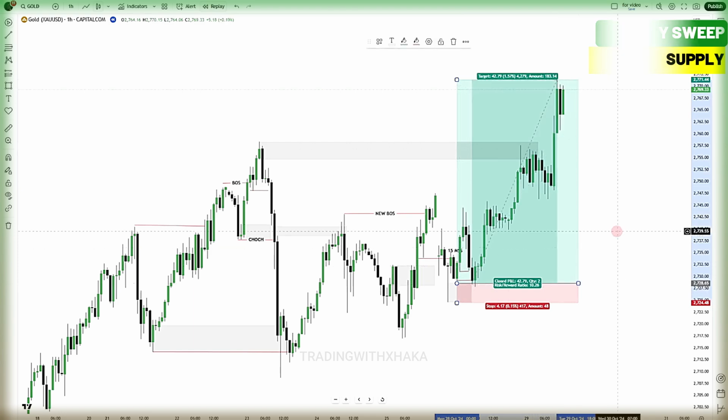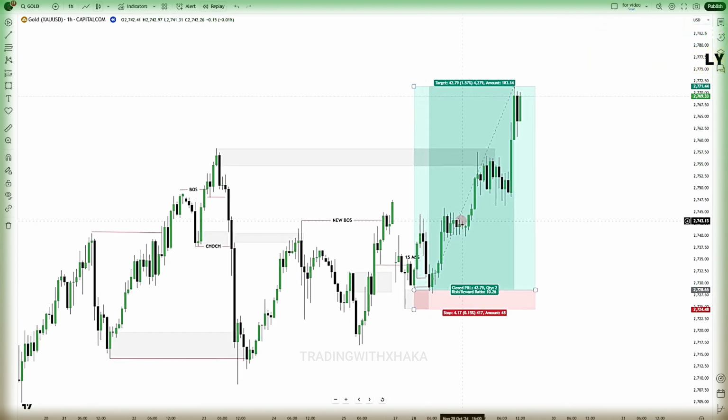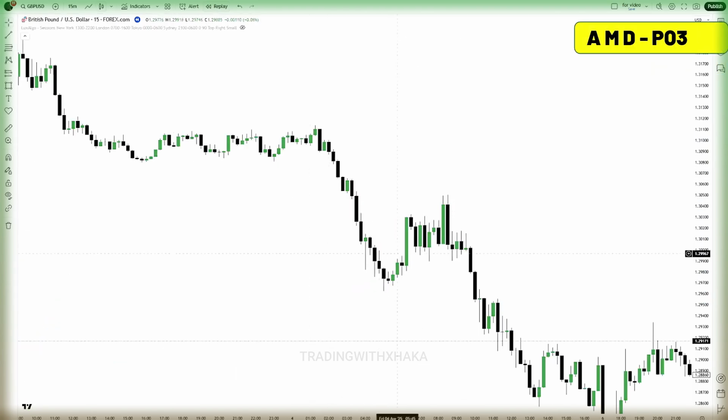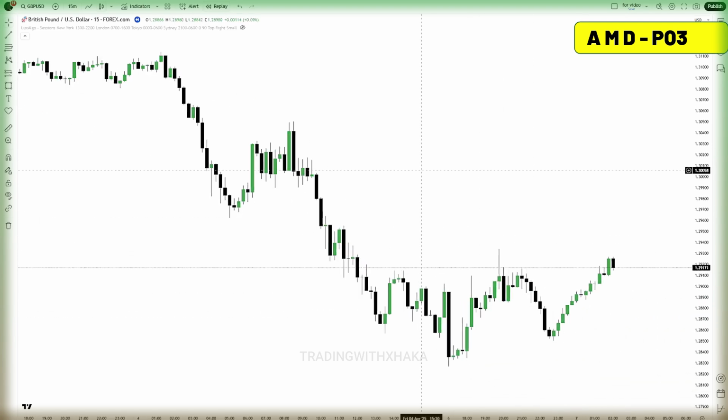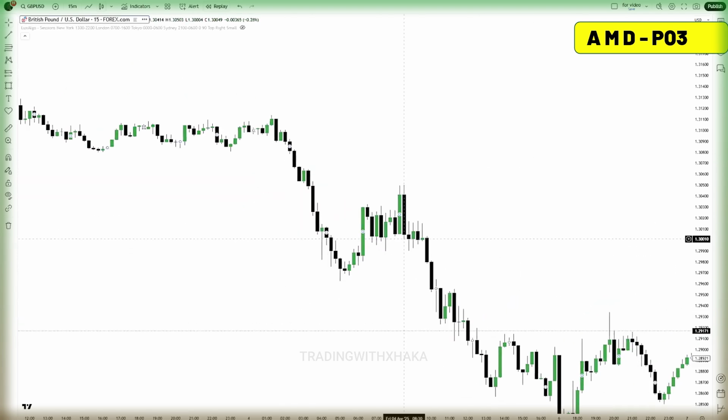This is a very nice trade. If you wait for this for 2 days, it's worth it. The last on our list today is AMD, Power of 3. It's one of the oldest liquidity trading strategies, but up to today, it's still making money for people.